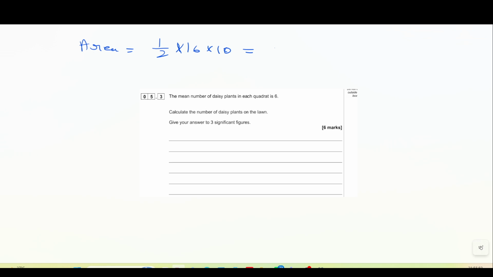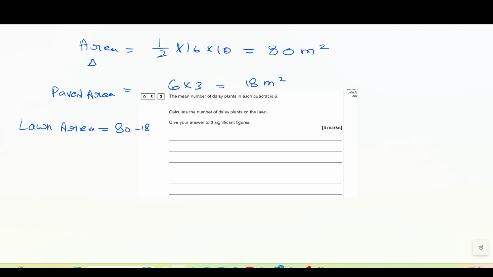160 divided by 2 equals 80, which is the triangle area. Then you have to take away the paved area, so you do 3 times 6, which equals 18. So then you do 80 minus 18, which is 62. That is the total area, in meters squared.